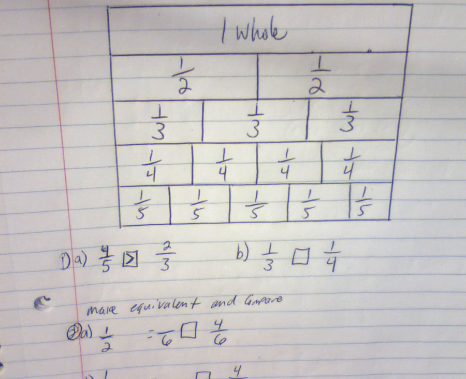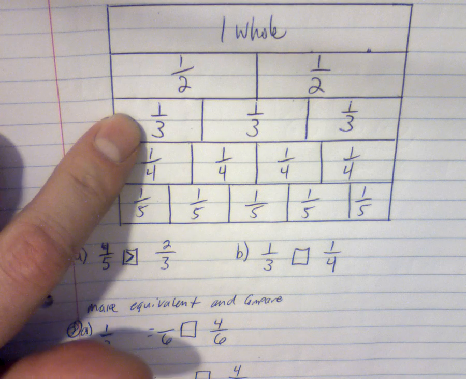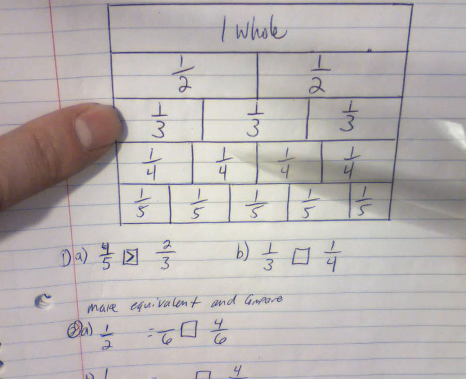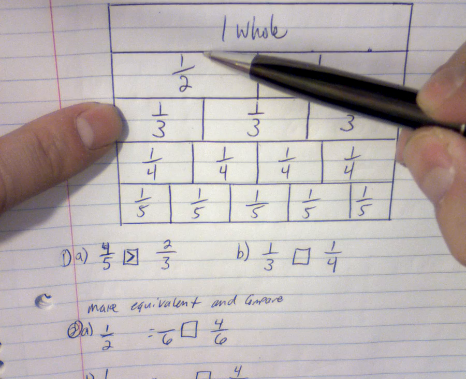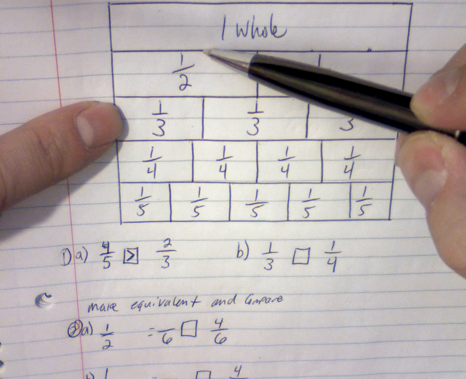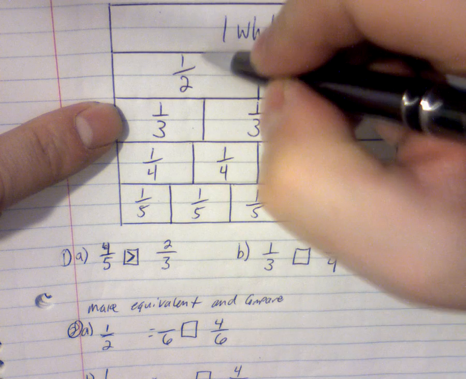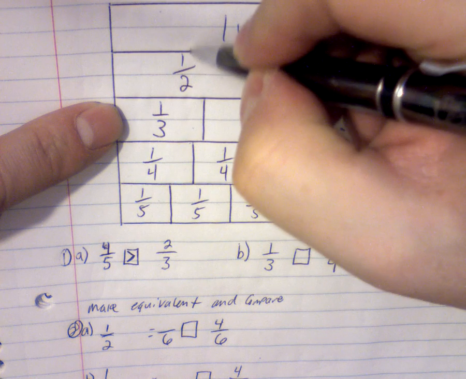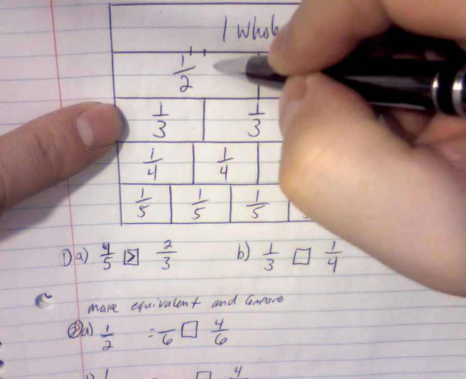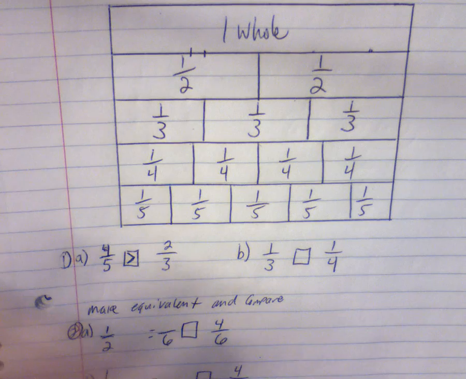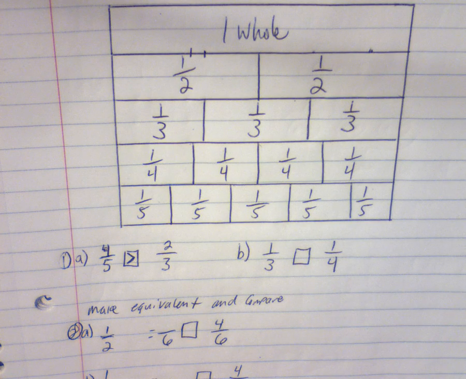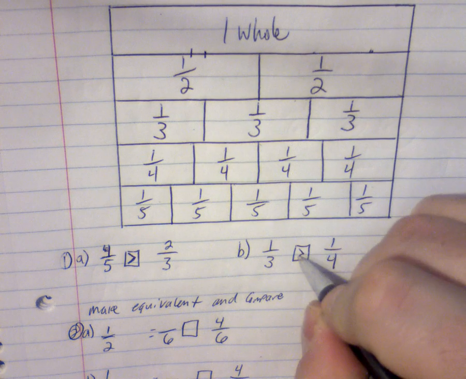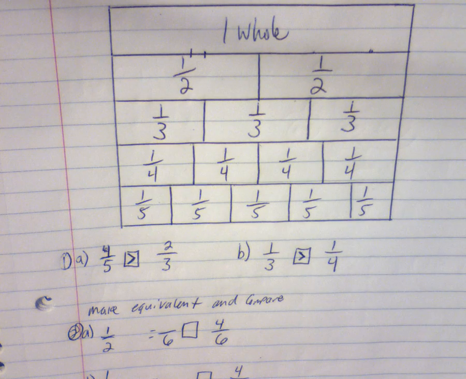Let's take a look at another one, 1/3. Here's 1/3 right here, and we look at where it ends on the whole, and the other fraction that we have is 1/4. So there's a third, and here's a quarter. It looks like a third ends further along the whole, so you're going to get a bigger piece with a third, therefore it's going to be greater.